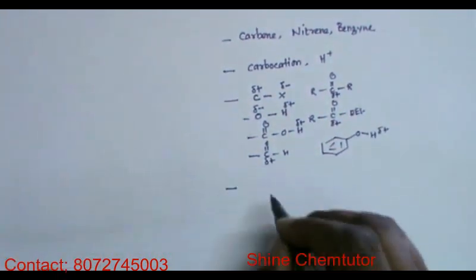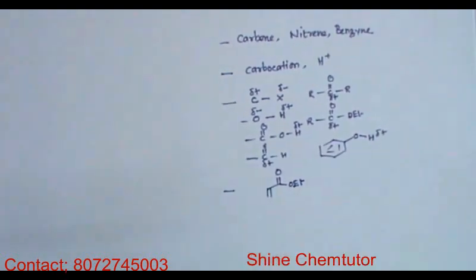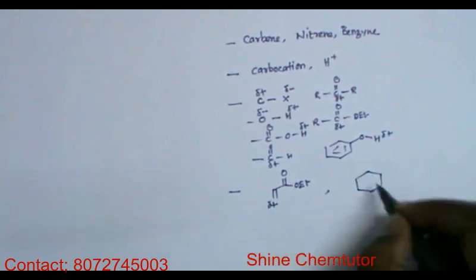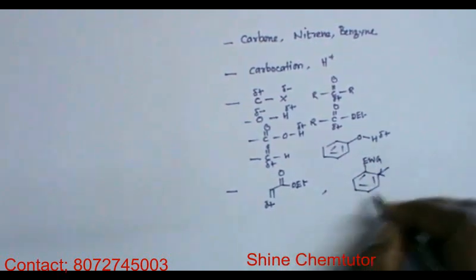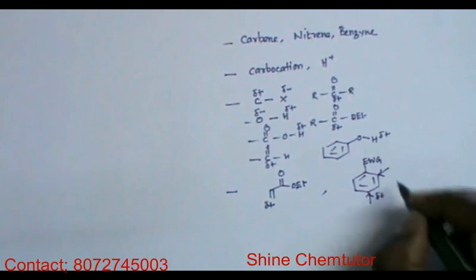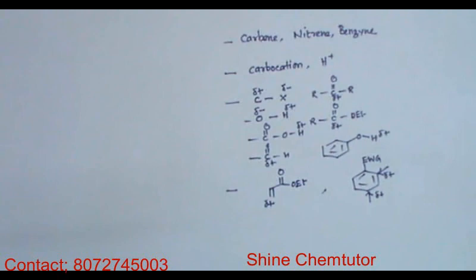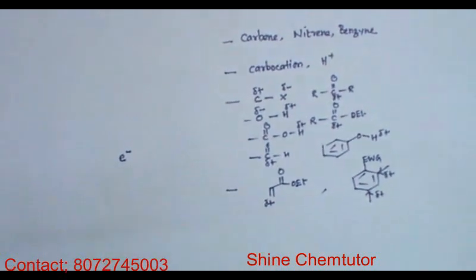Fourth one, alpha beta unsaturated system. In this, this particular carbon is delta plus. Similarly, when you go for an electron withdrawing group, this and this are electrophilic. So this is how I categorize. I categorize into 4 different types. Now, is it possible to add a single electron to these electrophiles?